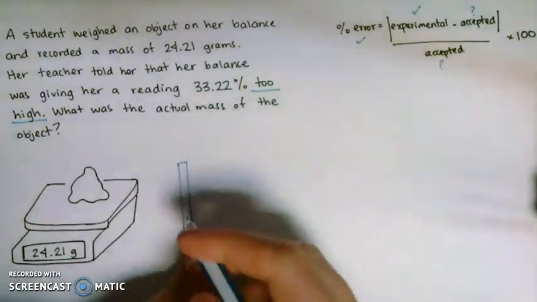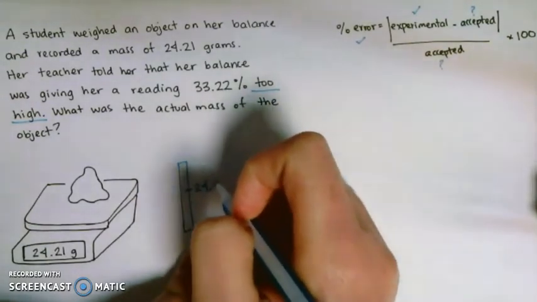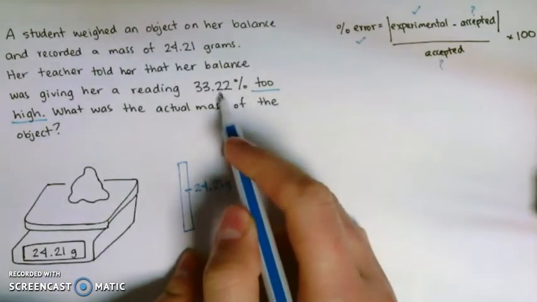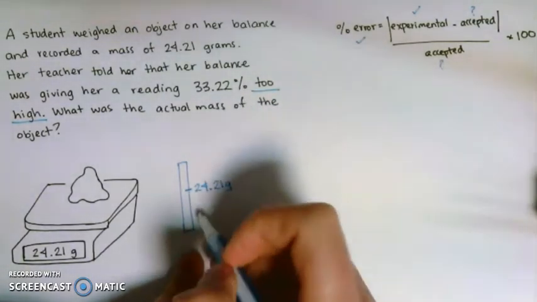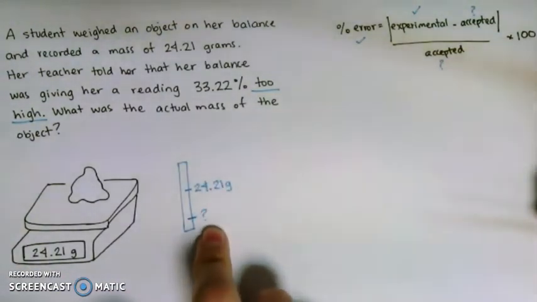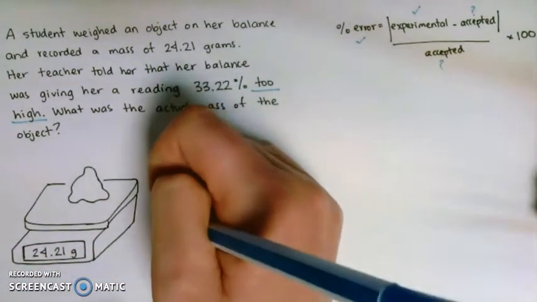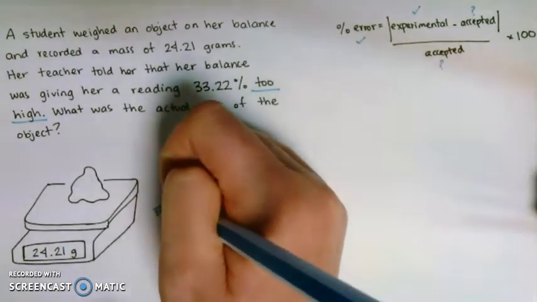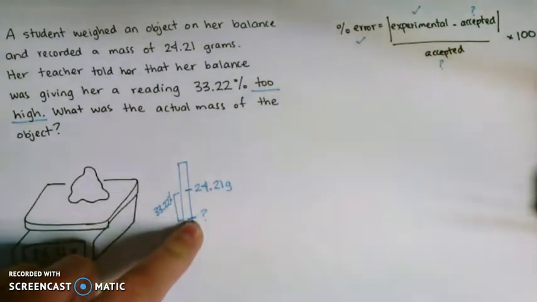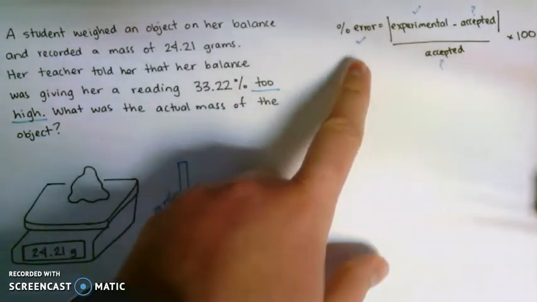Let's say we have a graph here, and we got that it's 24.21 grams. We are way too high, 33.22% too high. So that means that our actual value should be lower than the 24.21. So we are off here. There's the 33.22% off that we are. Okay, so we're above the actual number. That means that we're going to be using a positive sign for the percent error.